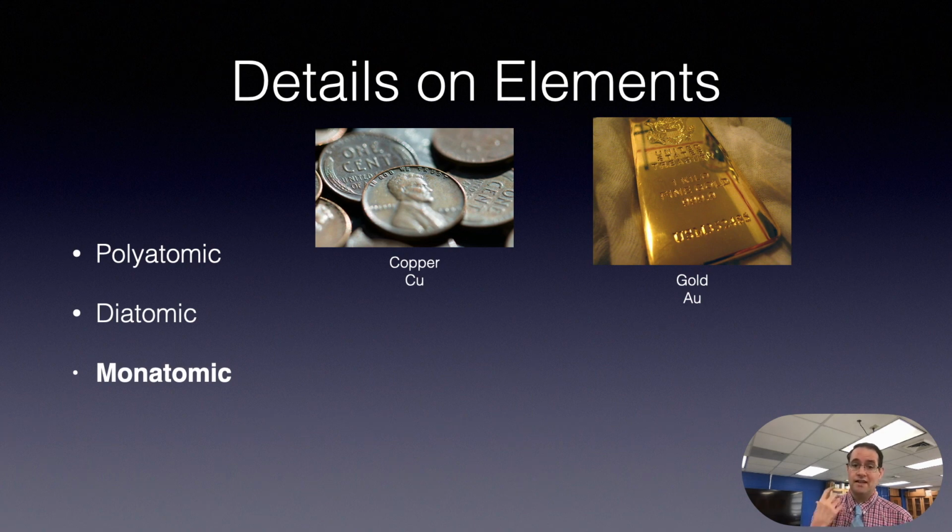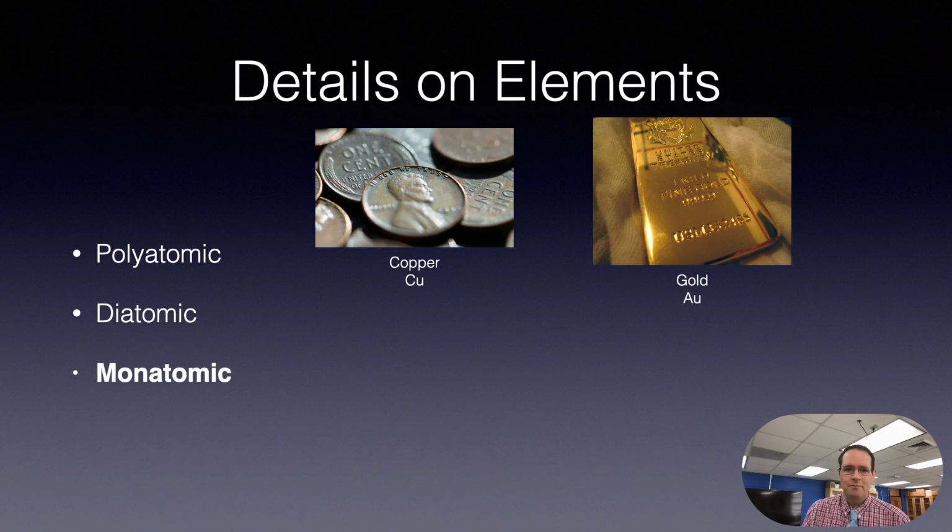How would we write the formula for copper? We would just write capital C, lowercase u, which is the elemental symbol for copper. The same is true for gold. Gold has a symbol of G, wait a minute, Au. What? That's because Au is Latin for gold.